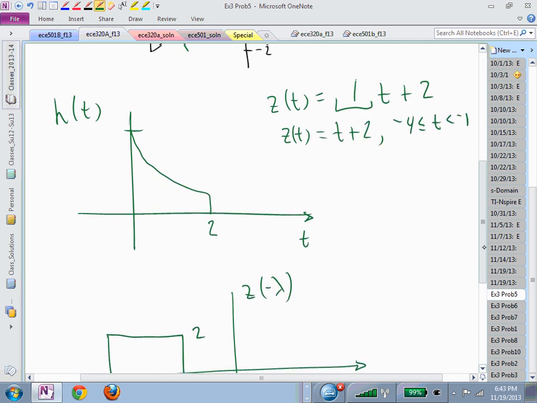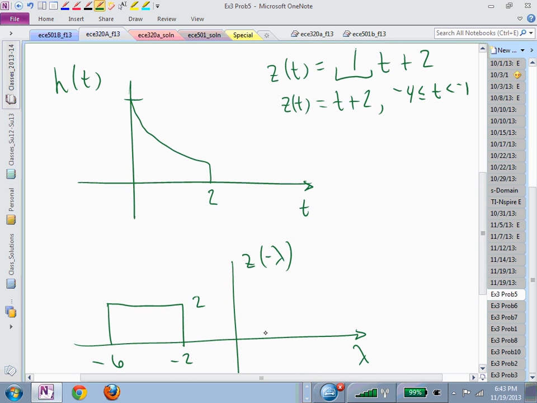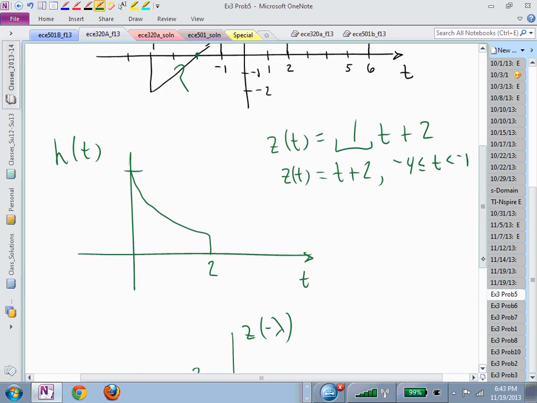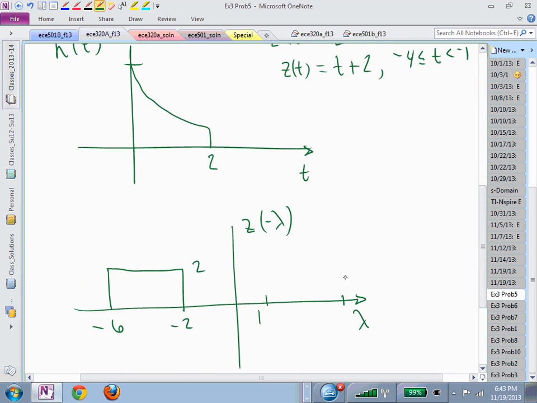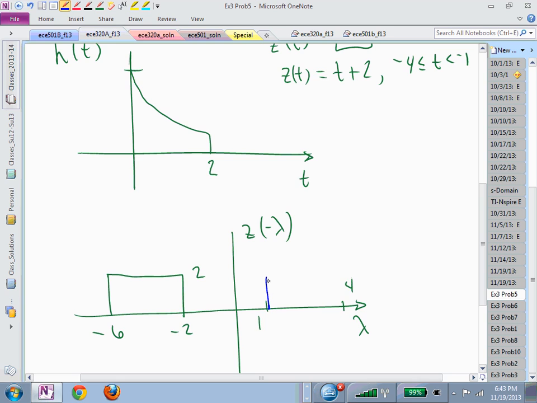And what's the other part going to look like? So now it's going to start at 1, and it's going to end at 4. And what's it do between those two? It's going to be decreasing, isn't it? So I just flip that across the vertical axis. And I could replace t everywhere with minus lambda and get the functional form.